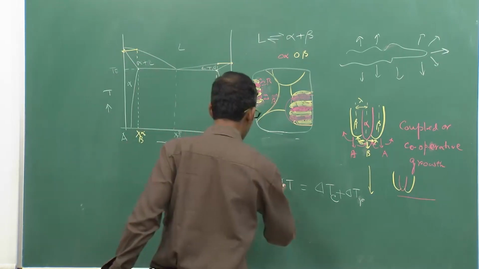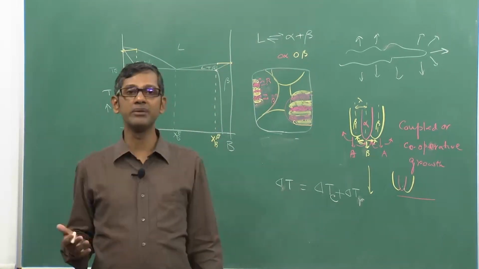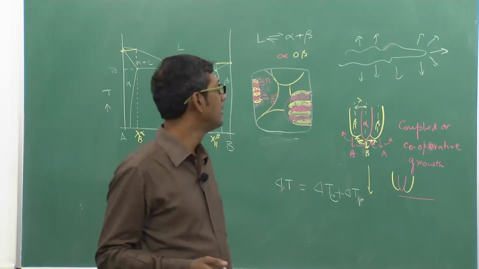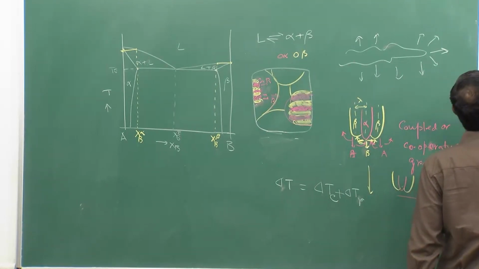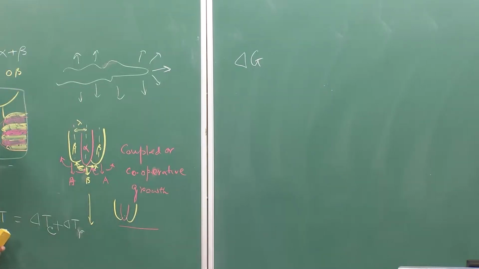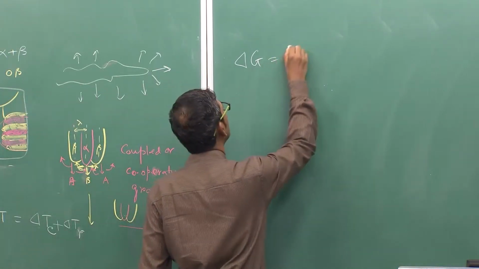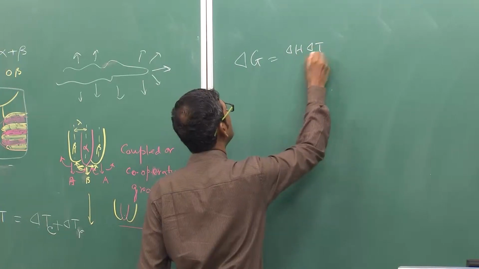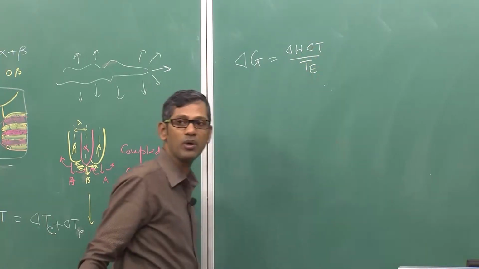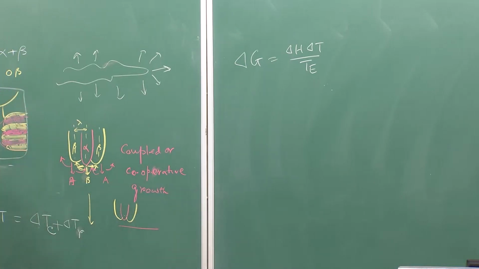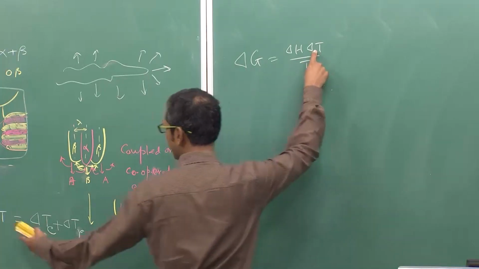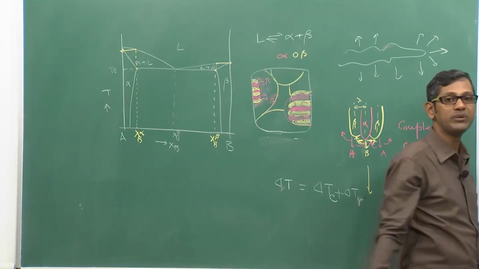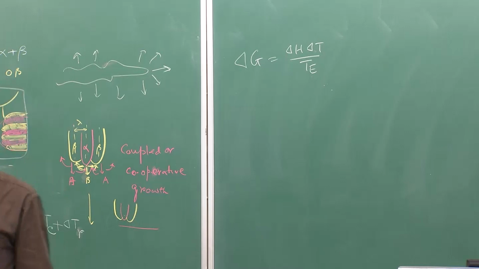Now, once I know this delta T, then I know what is the driving force delta G available. So if I write down here, delta G, because of this delta T, can be easily written like delta H delta T by Te. That we have already seen how to calculate. Delta H is the latent heat of evolution because of the eutectic formation, and delta T is the total undercooling. The total undercooling divided by the eutectic temperature is the driving force available.